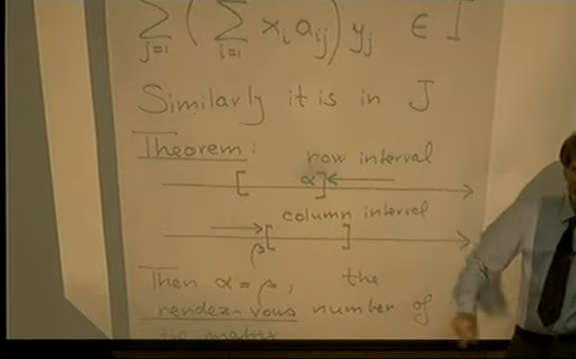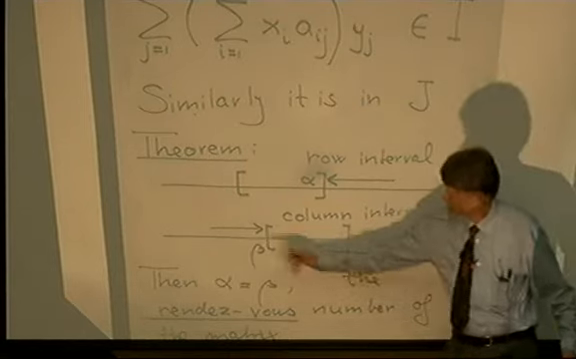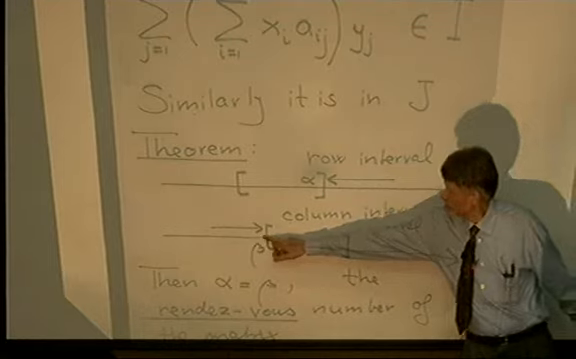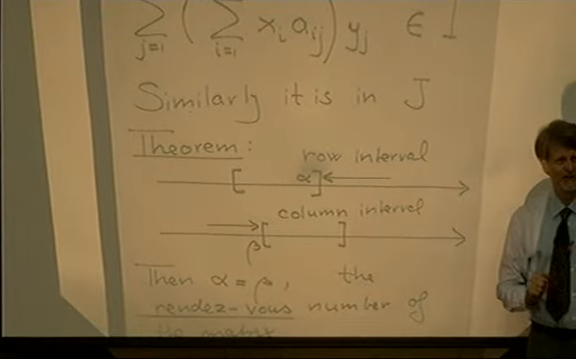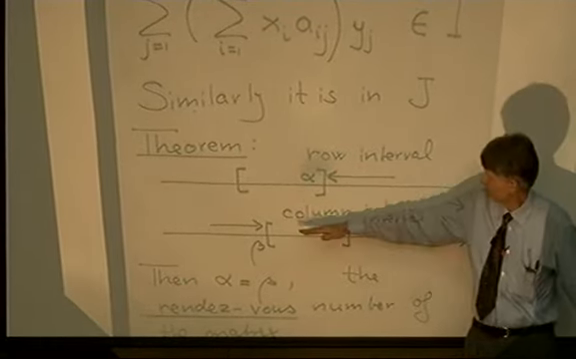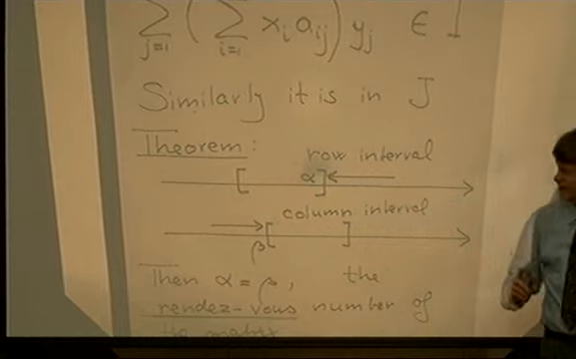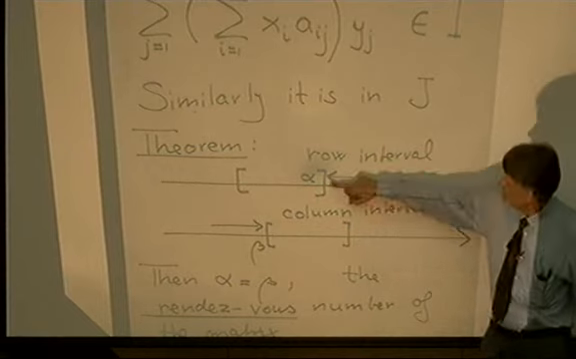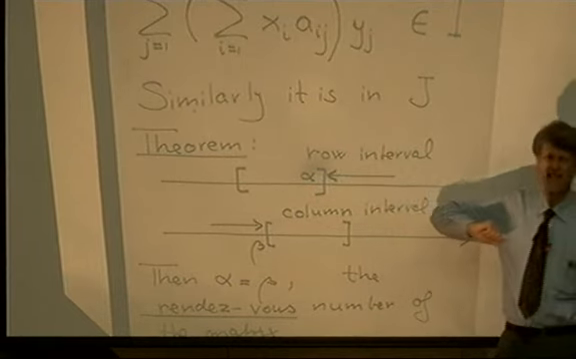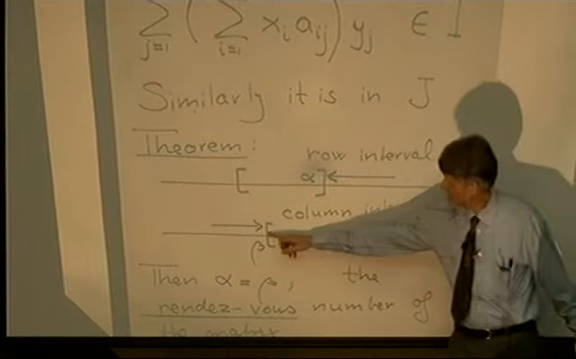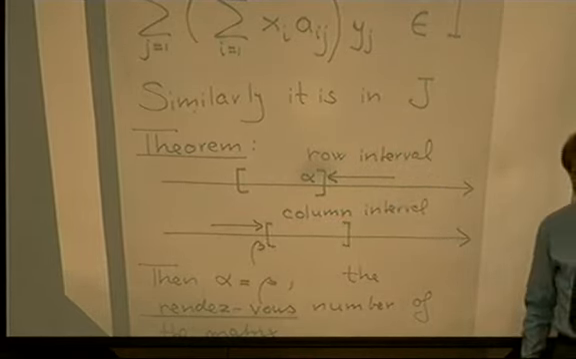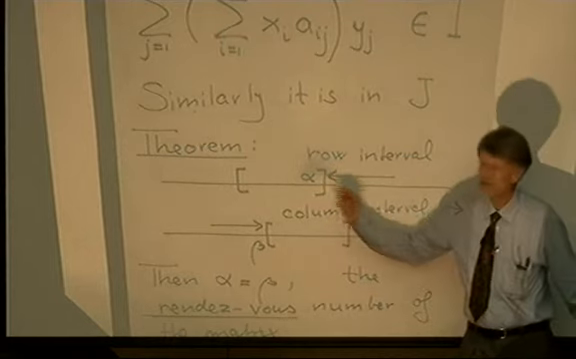And you do the same with the column interval, except that now you focus on the left end point of the interval, and you try to push that as far as you can to the right. I mean, if you take the row interval and the column interval, we know that they intersect. So in general, they will look like this. But now we push this one as far to the left as possible, and we push this one as far to the right as possible, and then something very nice happens. Then these two numbers become the same.